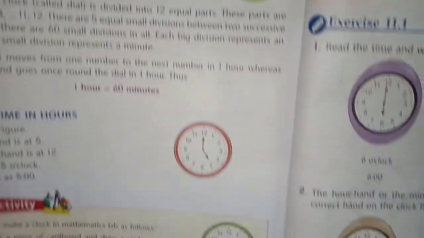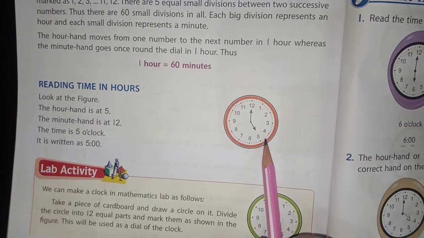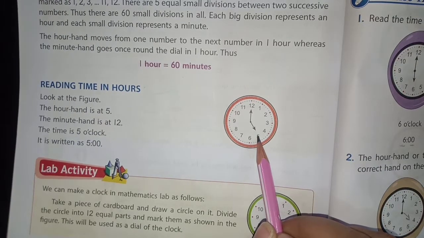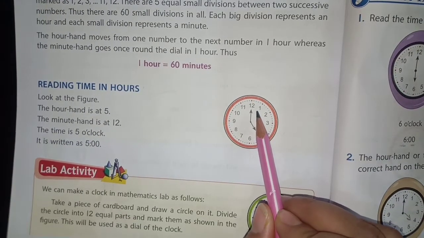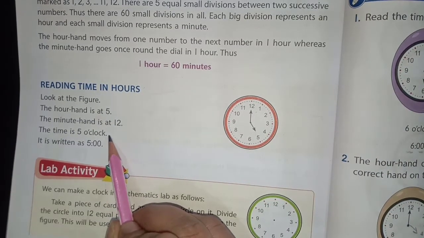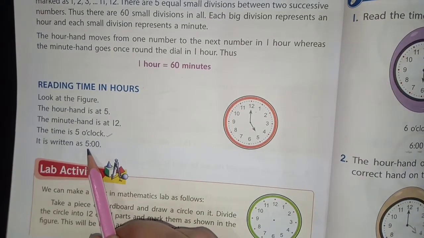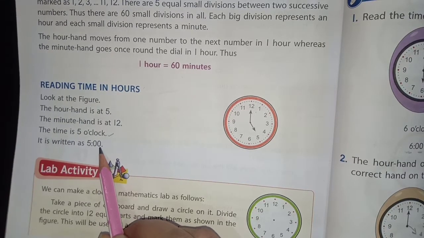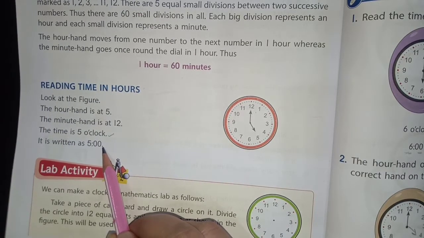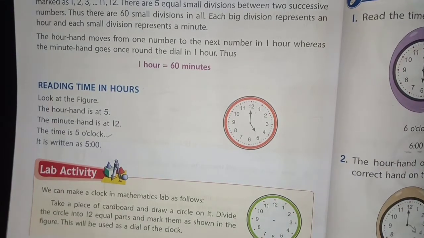Now let us learn how to read the time in hours. Look at the figure. Here in this figure, the hour hand is at 5 and the minute hand is at 12. So the time is 5 o'clock and we write the time like this, 5 o'clock. It is also written as 5:00 like this. Fine. So this is the time written in symbols. So the time on this clock is 5 o'clock.